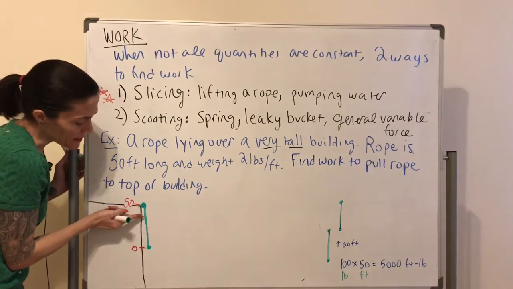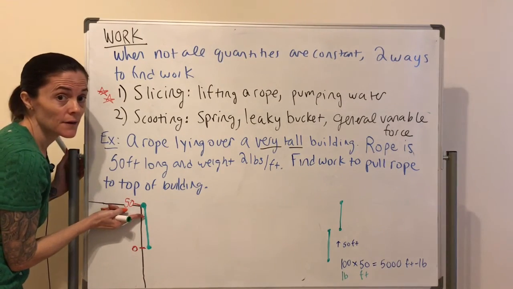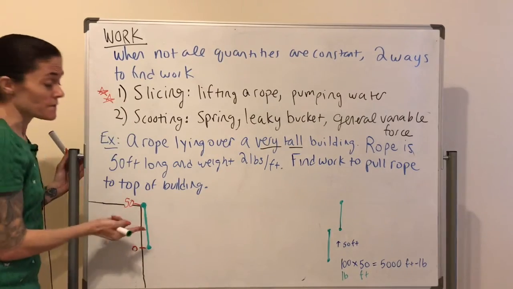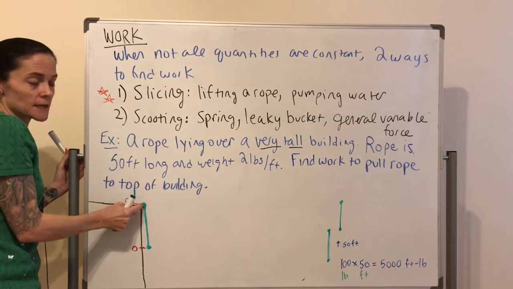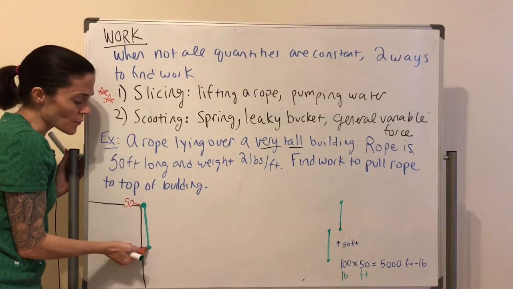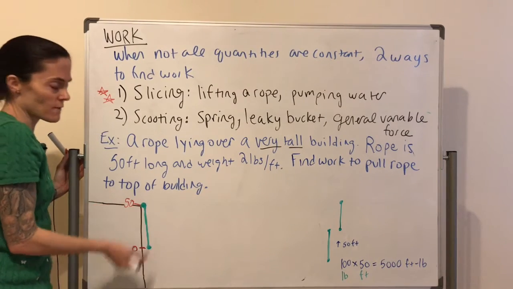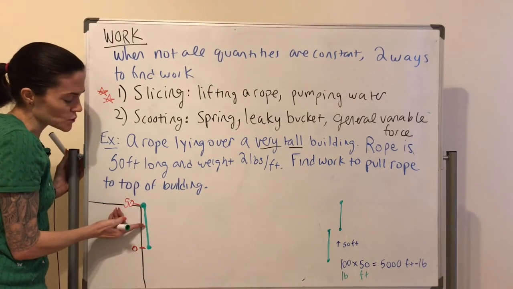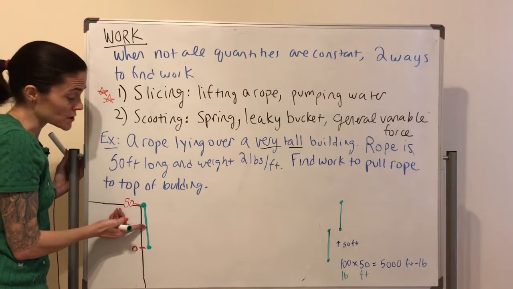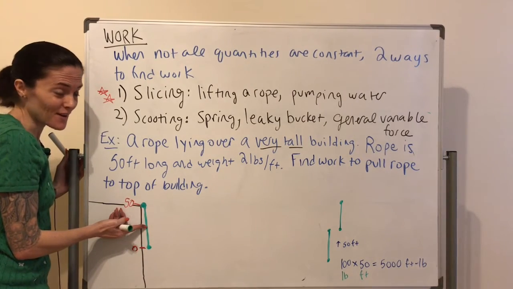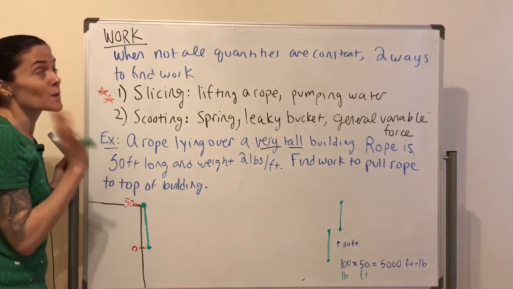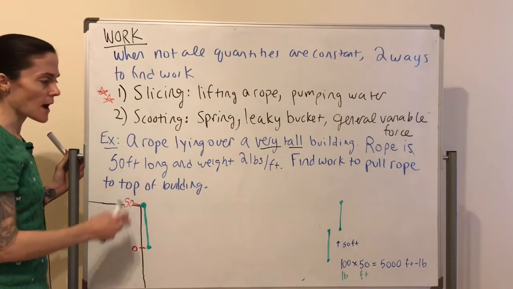If you're maybe 10 feet down, you do not travel 50 feet. You travel just those 10 to get to the top. If you're all the way down at the very bottom, then you travel 50 feet. But if you're halfway in between, like this piece of the rope, which is 25 feet in the middle, it's only traveling 25 feet to get to the top.